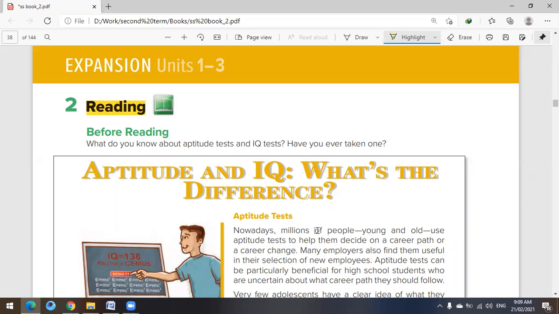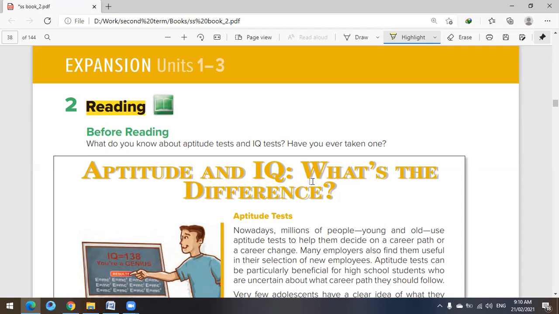Have you ever done an aptitude test or IQ test? Okay, Hamoud, tell us about your experience. He gives me a question to test my mind. To test your IQ. Yeah, to test your mind. Example: maths, science. Okay, so was it IQ or aptitude test? Aptitude test. Okay, so today we are going to know what is aptitude test and also what's IQ test.